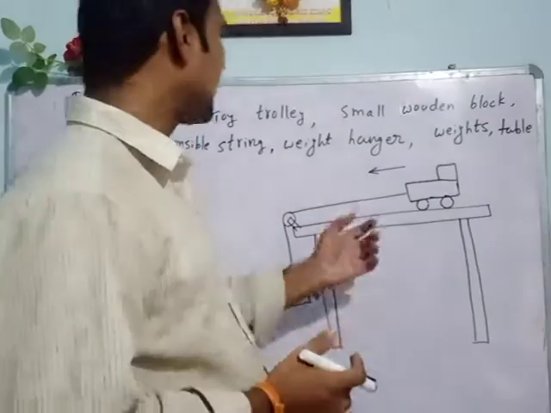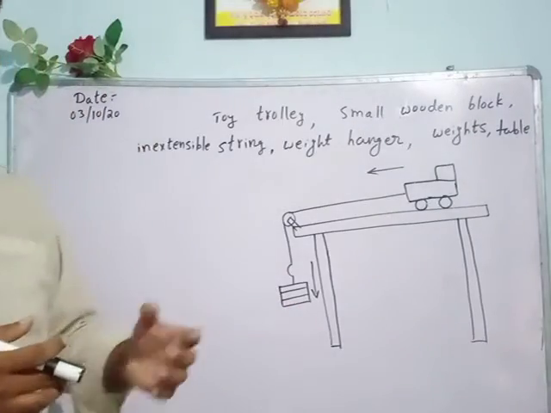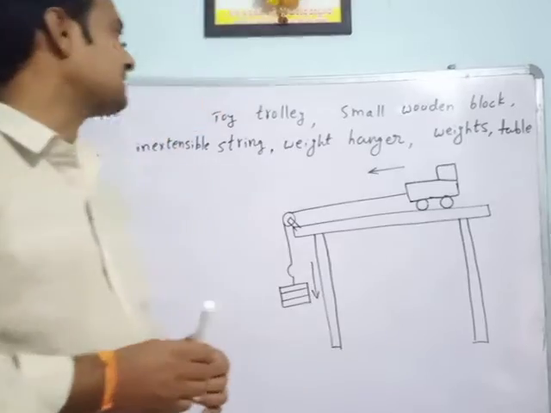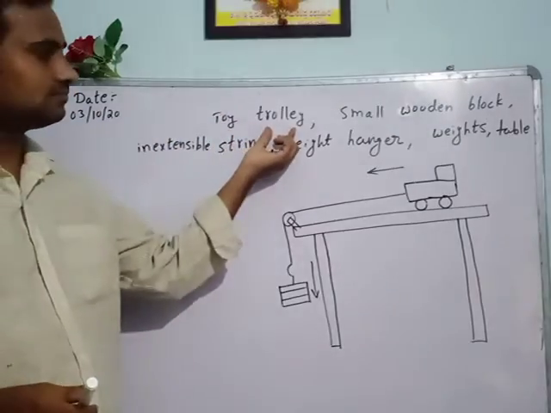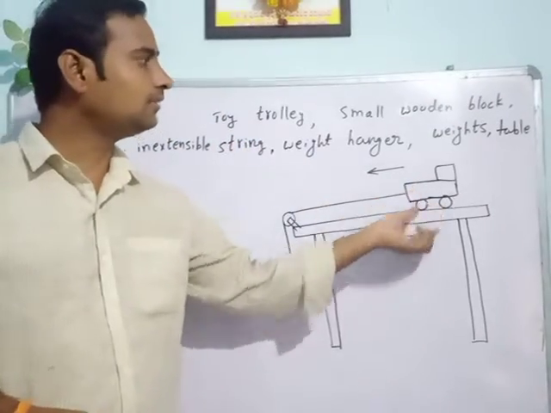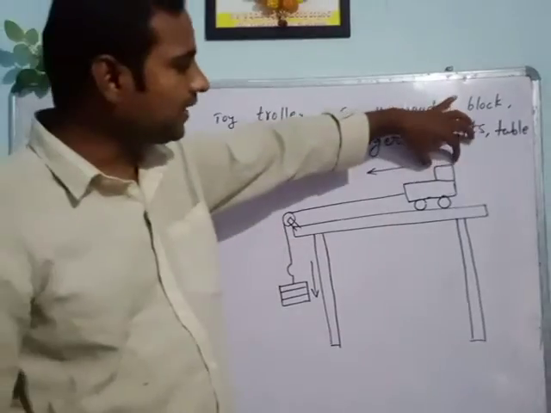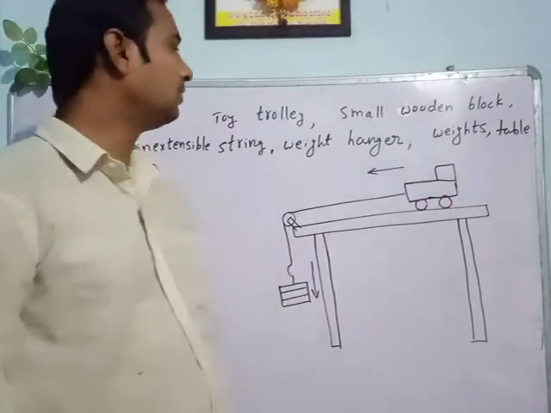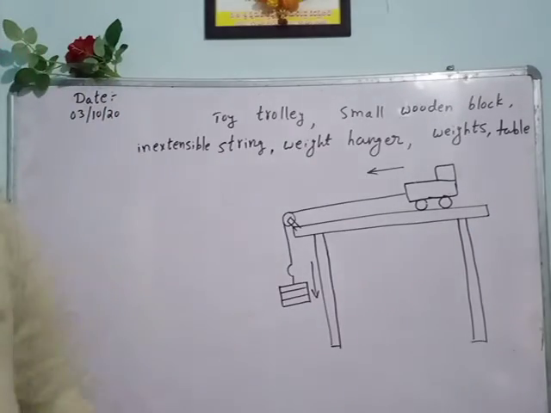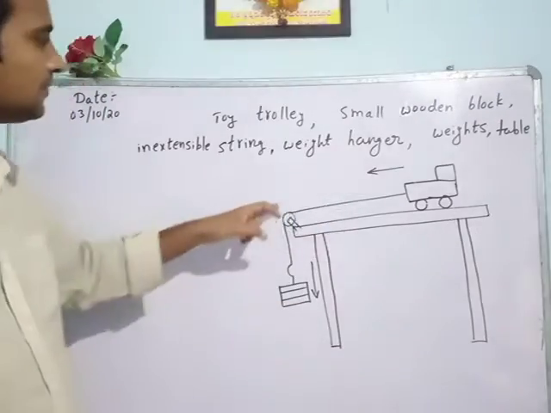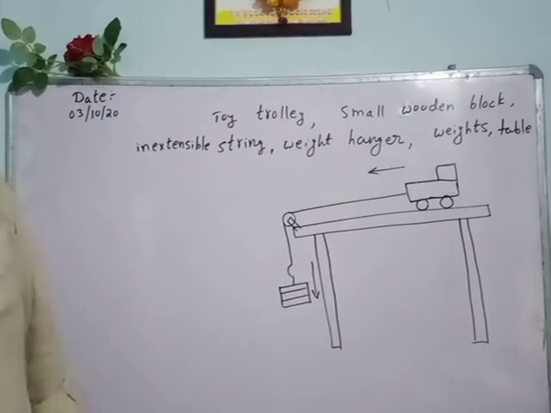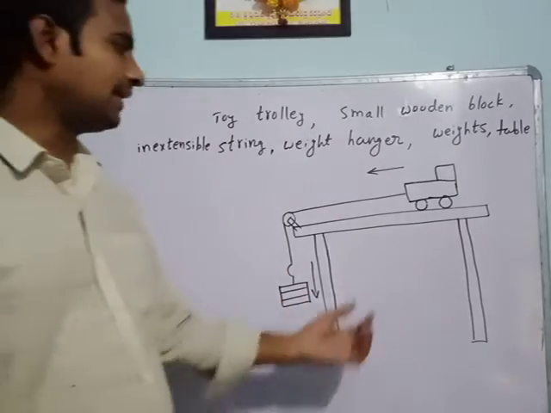In this activity, what are the materials required? The first one is a toy trolley, and a small wooden block, which is placed on the toy trolley. Then an inextensible string, a weight hanger, weights, and one table.